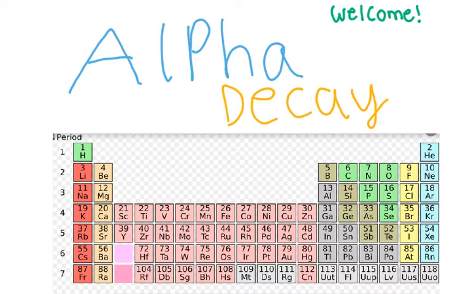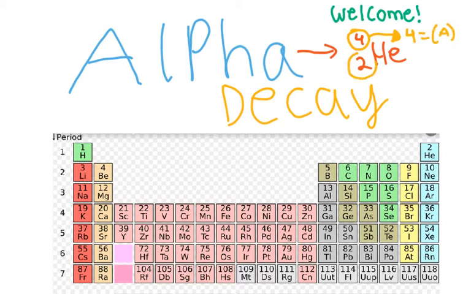Alpha decay is also a form of radioactive decay where the nucleus of an atom emits a helium-4 particle. In this notation, you can see that the helium-4 particle has a mass number, the mass of the nucleons of the nucleus of helium-4, which is 4. That's the mass number, which we denote as A. And the number of protons helium-4 has is 2, which is the atomic number, also denoted as Z.